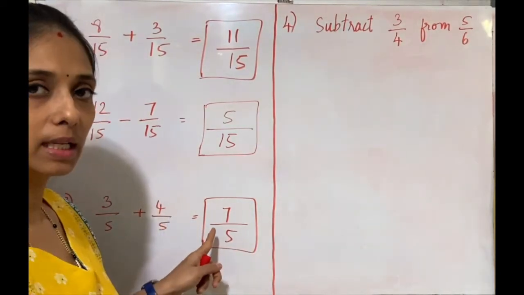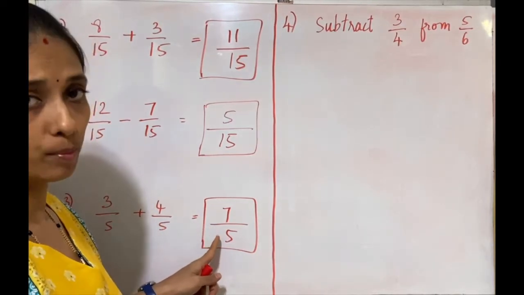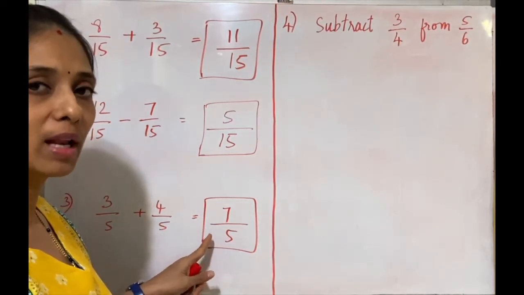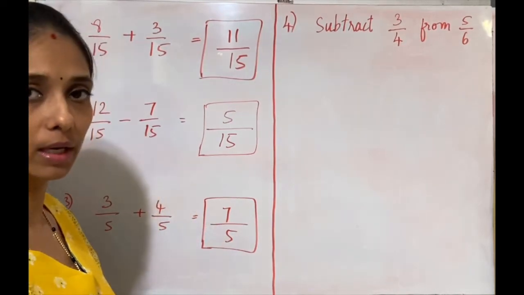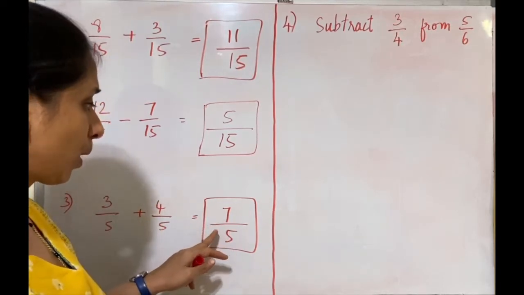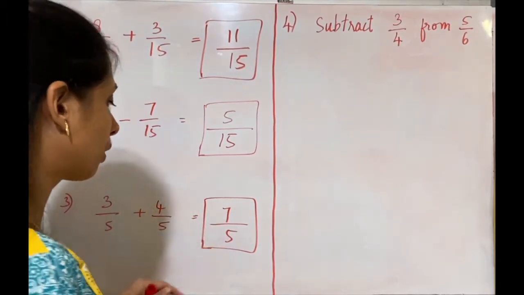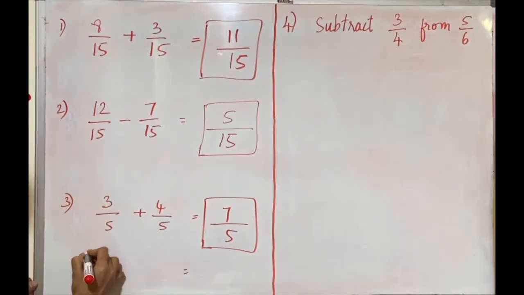Can you leave it like this? What kind of fraction is this? This is an improper fraction. What is an improper fraction? A fraction in which the numerator is greater than the denominator is an improper fraction. So when you get an improper fraction as an answer, what will you do? You will write it as a mixed fraction. How will you write it? You will do the division.